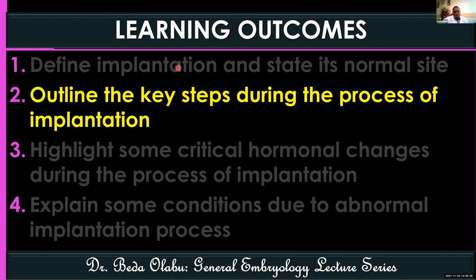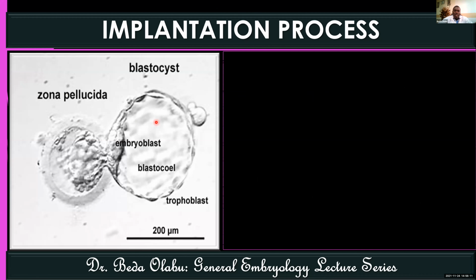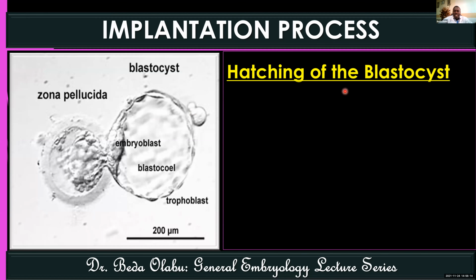Having talked about what implantation is and talked about the normal site of implantation, let's now outline the key steps that take place during the process of implantation. One of the first things that must take place is actually the hatching process. So I consider hatching the first event towards implantation, because if the blastocyst does not hatch, then there will be no implantation.